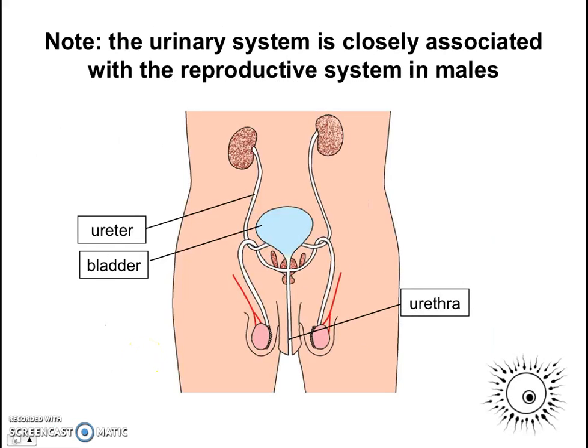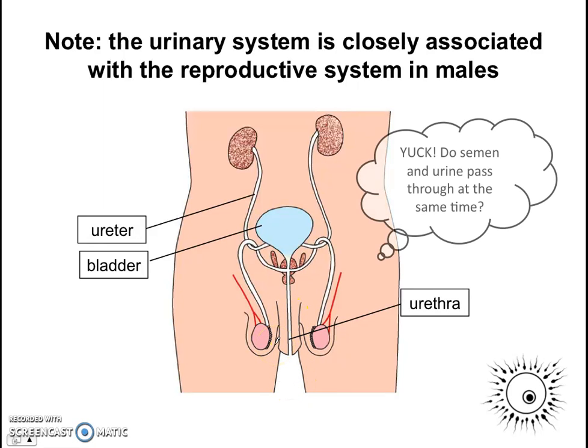Just a quick point to note that in males, the urinary system is very closely associated with the reproductive system. Here's our bladder, and the urine will pass out from the bladder through the urethra to outside the body. So you might be asking, wow, so both semen and urine pass through the urethra at the same time? Well, it doesn't happen. To find out how, you can go and read a textbook or search it up somewhere. That's an interesting mechanism to prevent such a disgusting thing from happening.